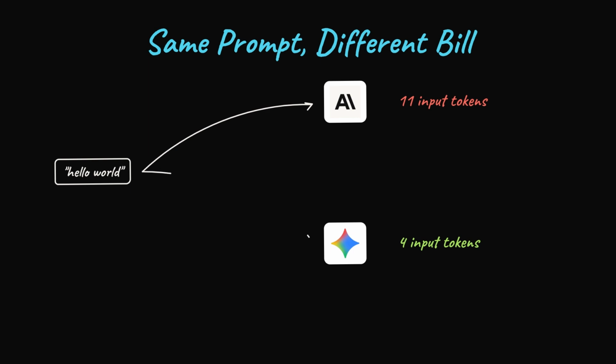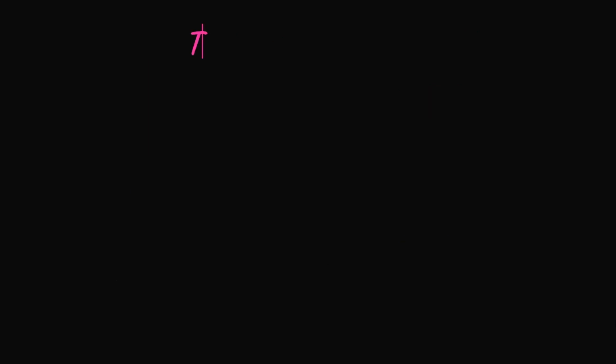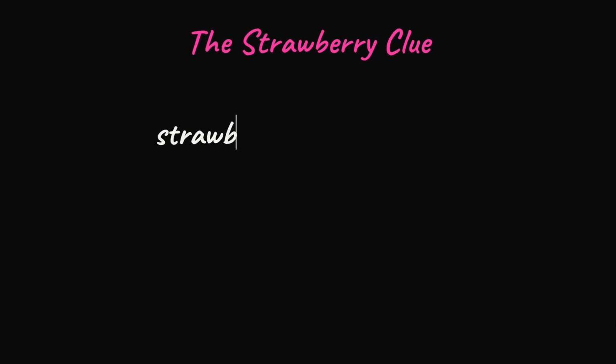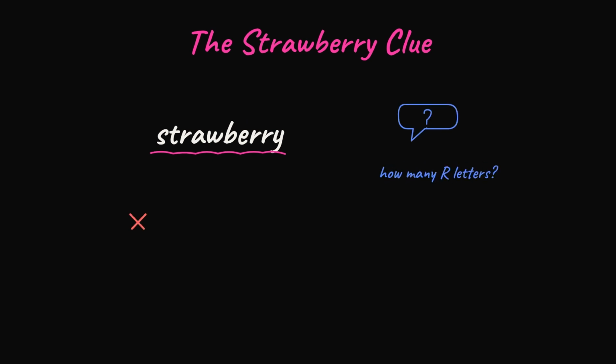That gap looks like a mistake until you understand what's happening under the hood. And once you do understand it, a bunch of other weird AI behavior suddenly makes sense too, including why these models famously fail at counting the letter R in the word strawberry. So stick around, because this connects to more things than you'd expect.